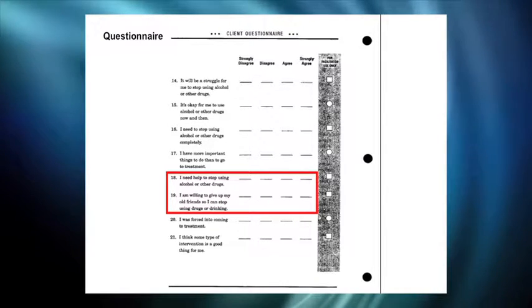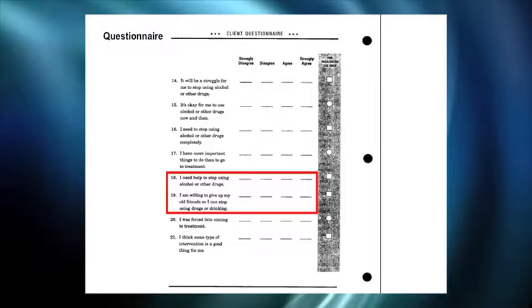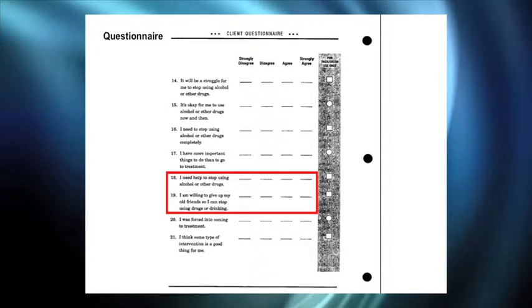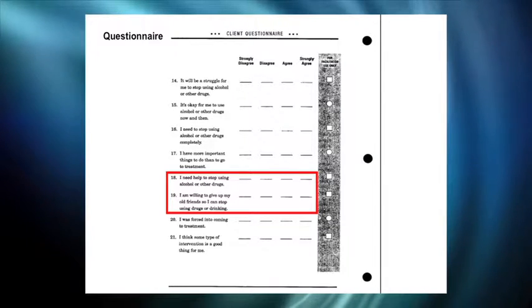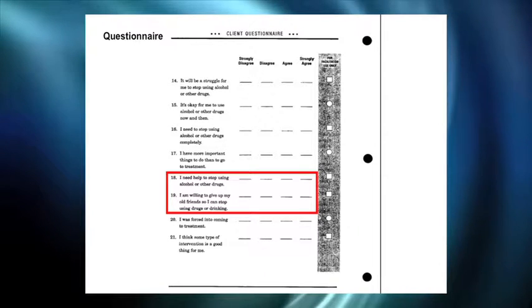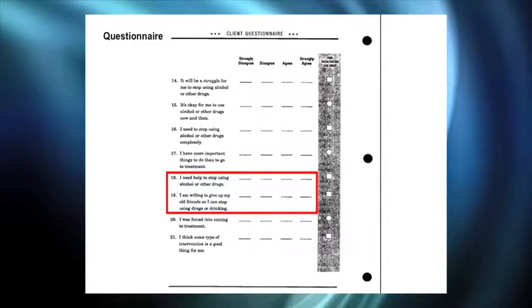I am willing to give up my old friends so I can stop using. If they give an agreement there, great news for you. Most kids will say no, and that just means you got the usual. I might have a teenager that has a lot of drug-using friends, and this could be a problem with them trying to get drug-free or trying to reduce their use. But in the odd opportunity you get an agreement there, you've got to ask more about it: so tell me about those friends that you're willing to not hang around with. And tell me about the friends that don't use.